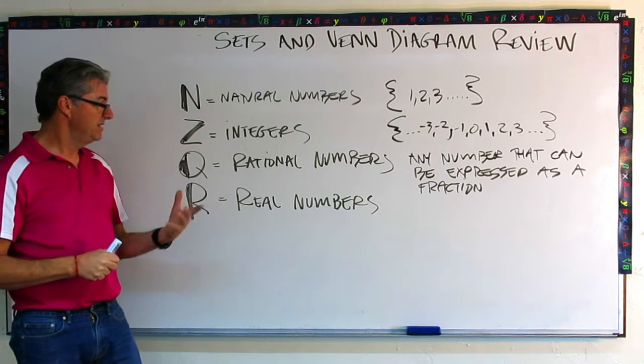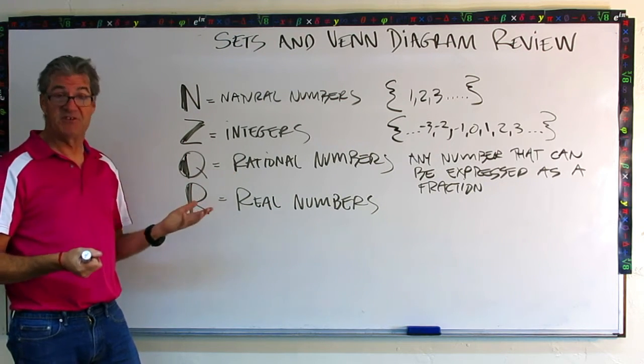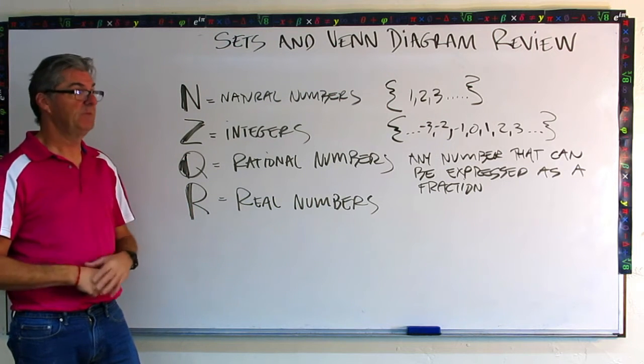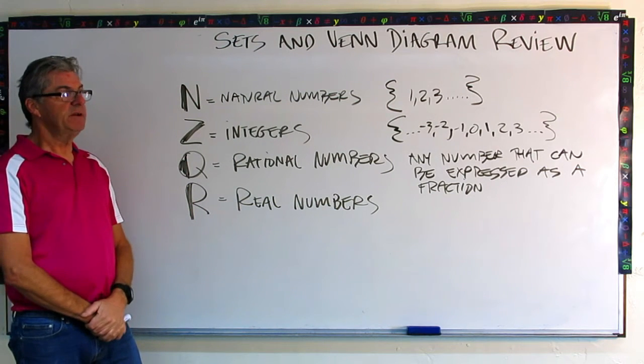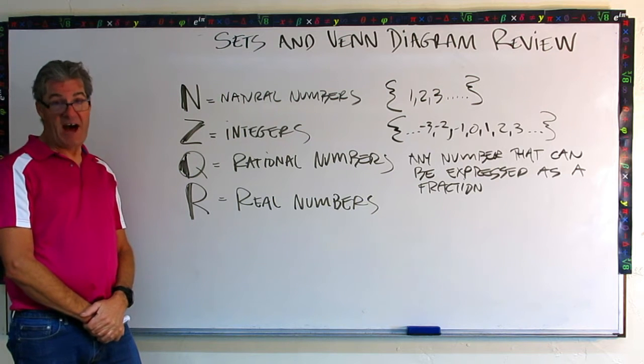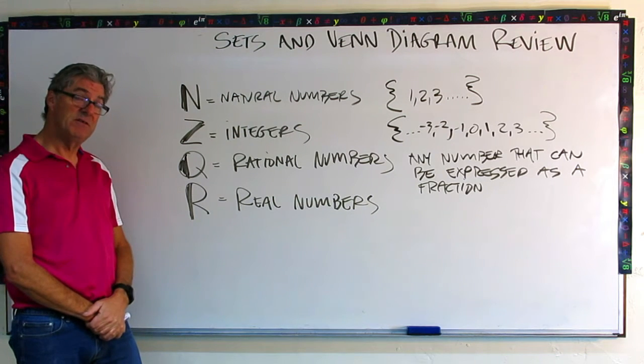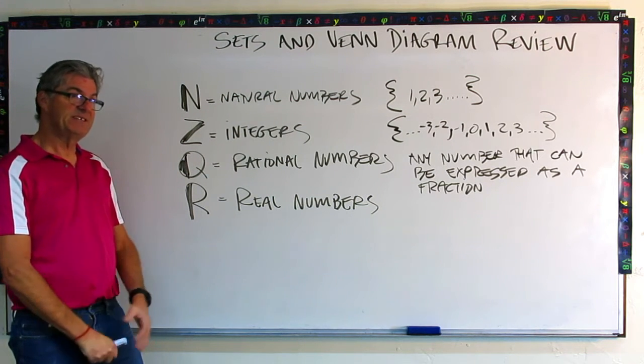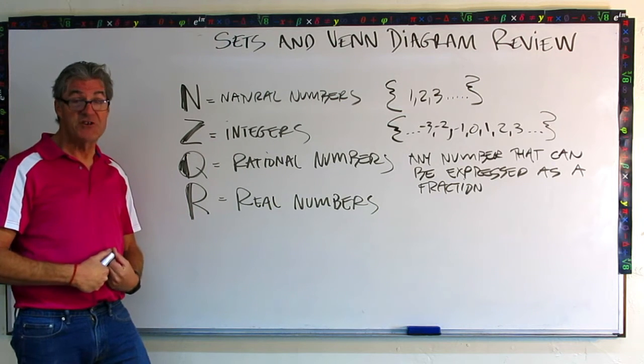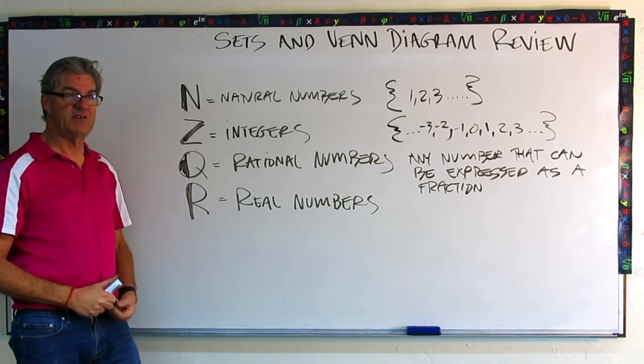10. Is that a rational number? Yeah, because 10 is 10 over 1. How about 7.5? Is that a rational number? Sure, because that's 75 100ths. So you could write that as a fraction.